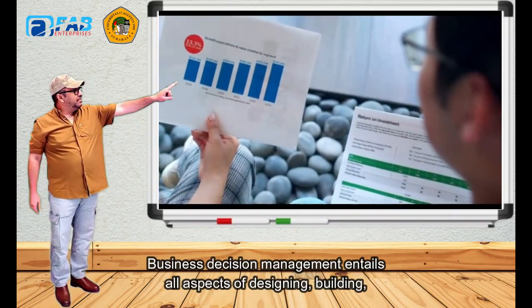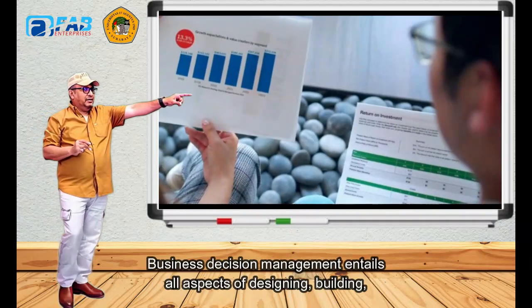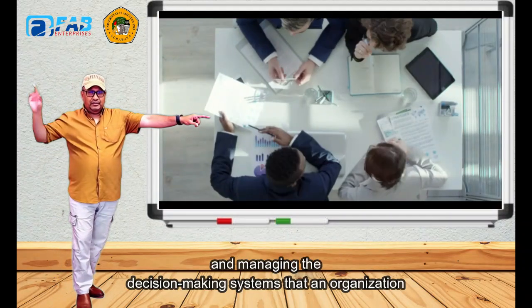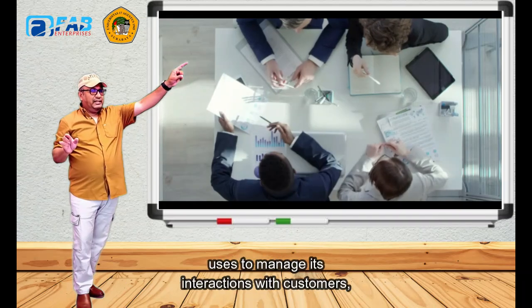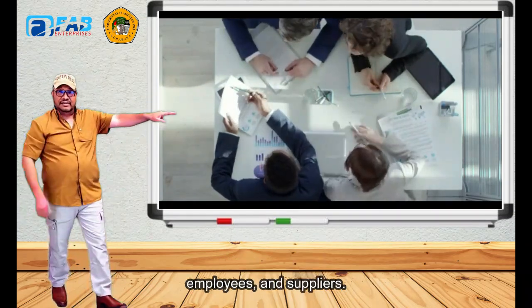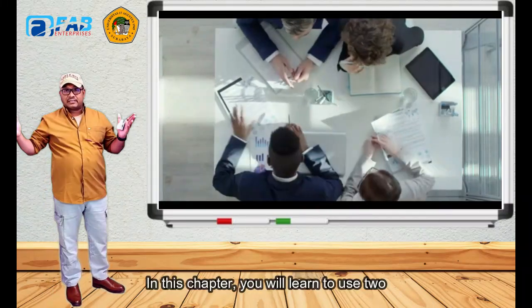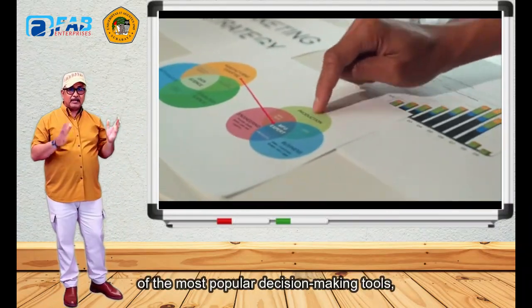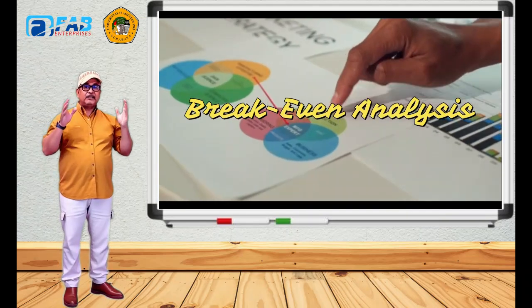Business decision management. Business decision management entails all aspects of designing, building, and managing the decision-making systems that an organization uses to manage its interactions with customers, employees, and suppliers. In this chapter, you will learn to use two of the most popular decision-making tools: break-even analysis.